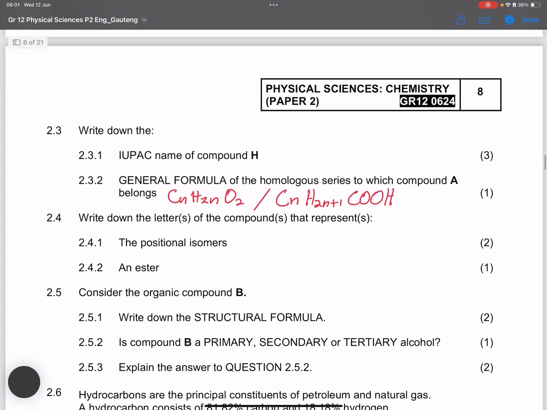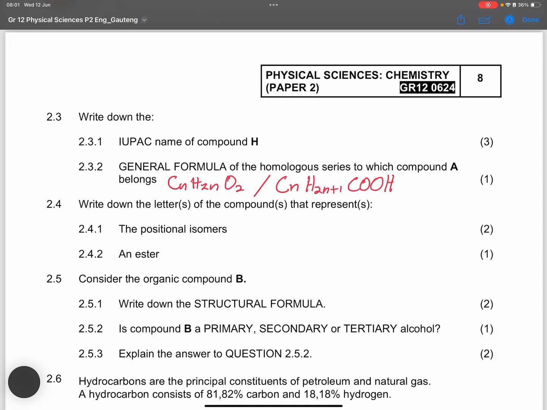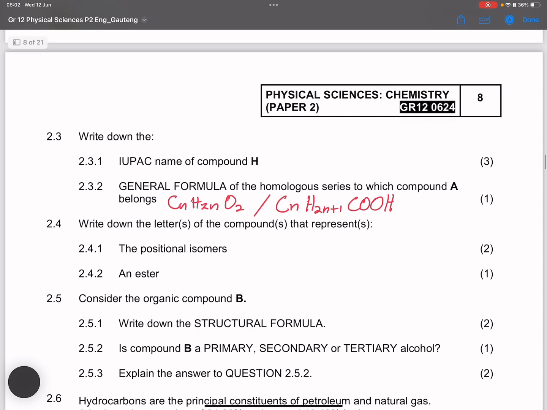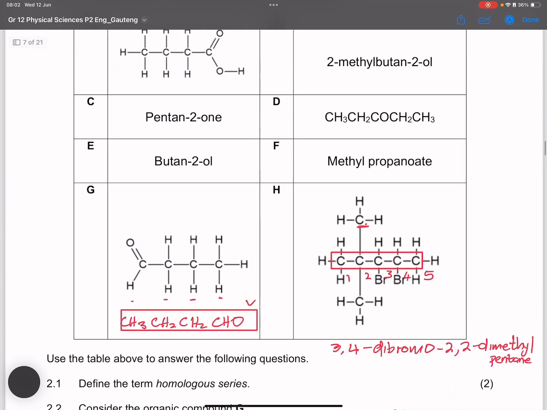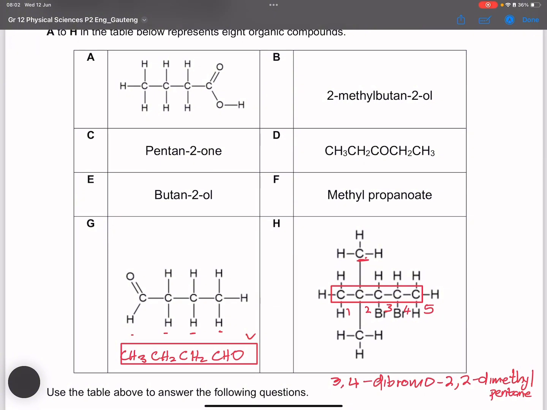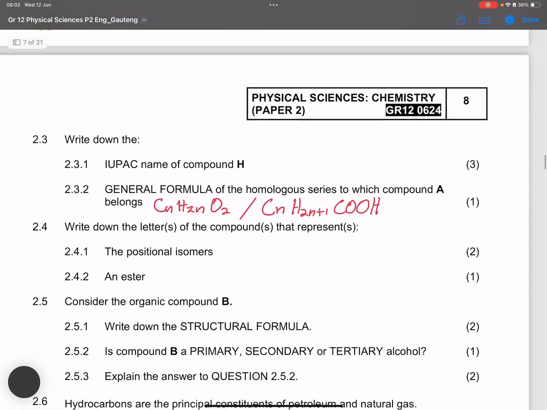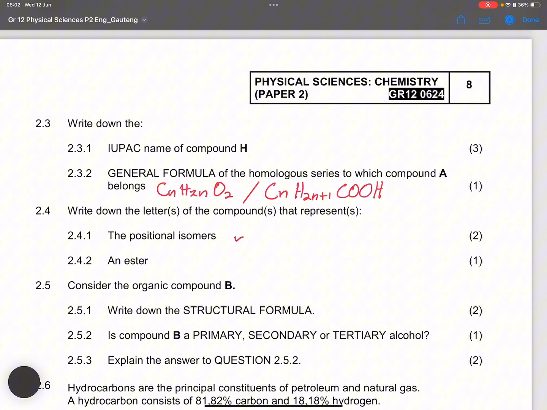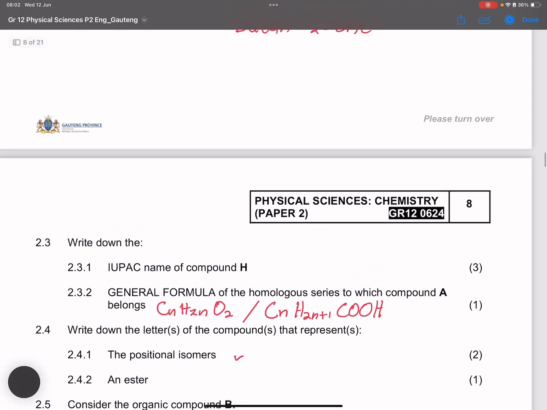On the next one, they say write down the letters of the compounds that represent the positional isomers. Let's see which ones represent that. They are not specific on which ones are positional isomers, so we need to find them. Remember that when we're looking at positional isomers, they must be from the same homologous series.